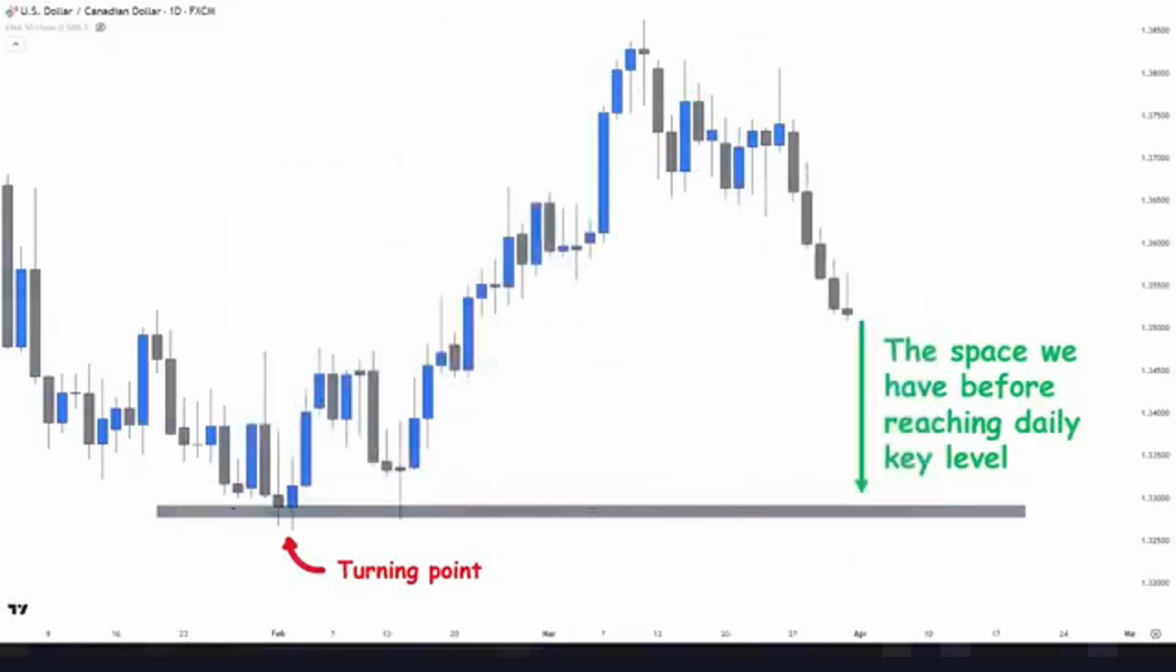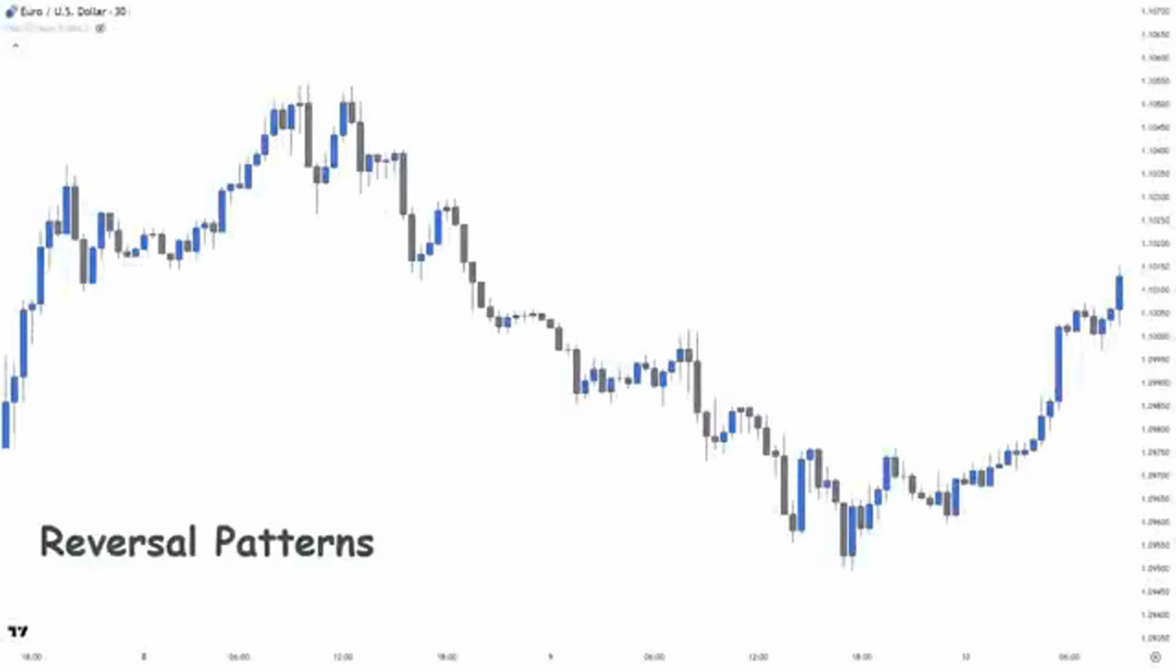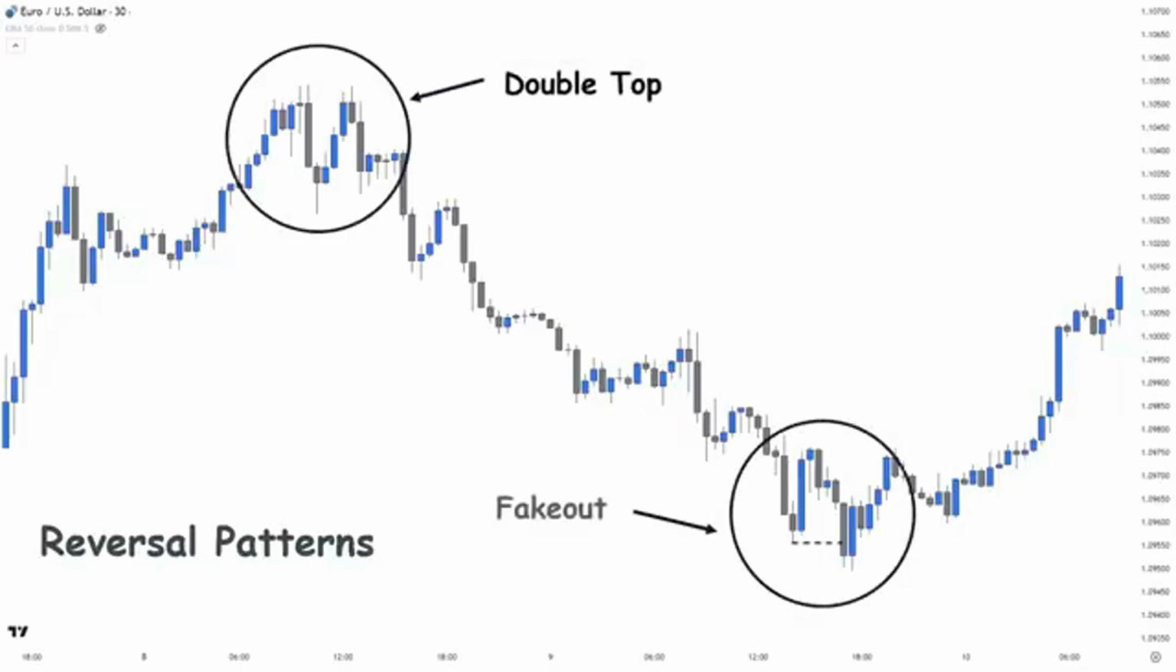The second market factor is reversal patterns. Reversal patterns are chart formations signaling that the ongoing trend is about to change course. If a reversal pattern forms during an uptrend, it shows that the buyers are losing momentum and the sellers are taking control, and vice versa. The most popular reversal patterns we pay attention to on the charts are double top, double bottom, and fakeouts. When these patterns form on the chart, we take continuation setups more cautiously.